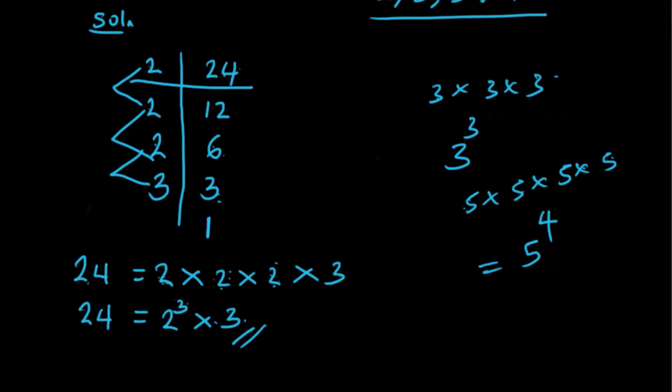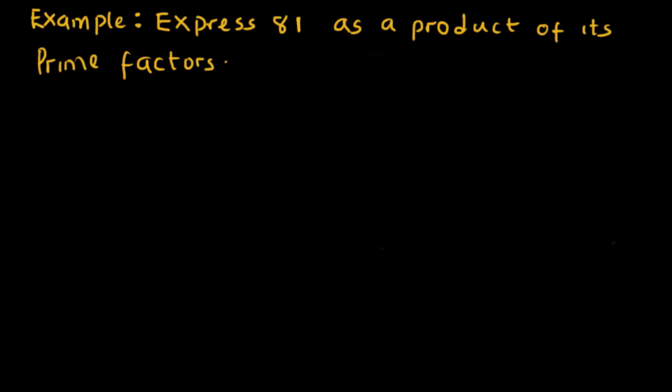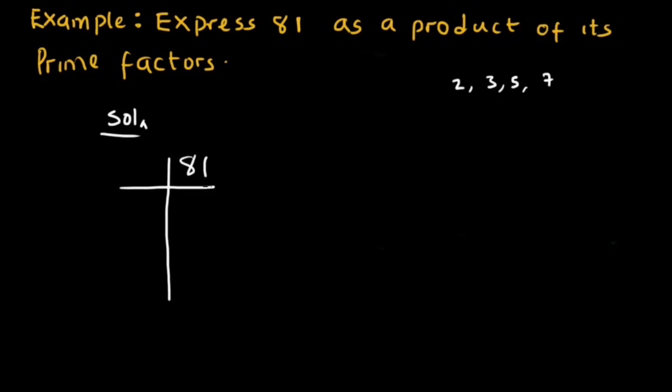Let's take another question. Express 81 as a product of its prime factors. Remember, we are still going to divide by prime numbers. So 2, 3, 5, or 7. So let's do this. Can 2 go in 81? No, because 81 is an odd number. So 2 cannot go in 81. So we try 3. 3 in 81 is what? 3 in 8 is 2, remainder 2. 3 in 21 is 7. So it means 3 in 81 is 27.